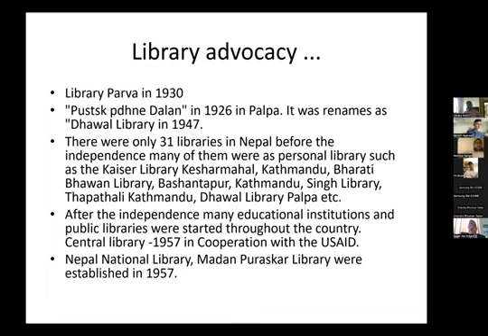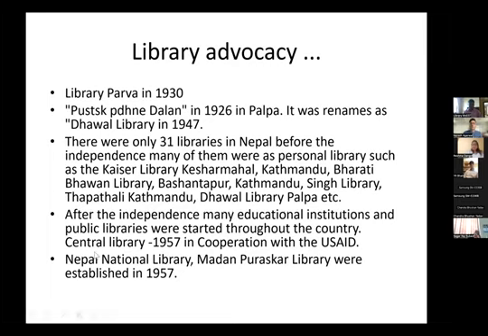And if we look outside the valley, there was the Dhawal Pustak Padne Dalan, established in 1926 in Palpa. It was renamed Dhawal Library in 1947. And if we see the history, there were only 31 libraries before the independence of Nepal, before 1947, and most of them were private libraries. The Kesar Library of Kesar Mahal, Bharati Bhavan Library of Basantapur, and the Kathmandu Single Library of Thapathali were private libraries.